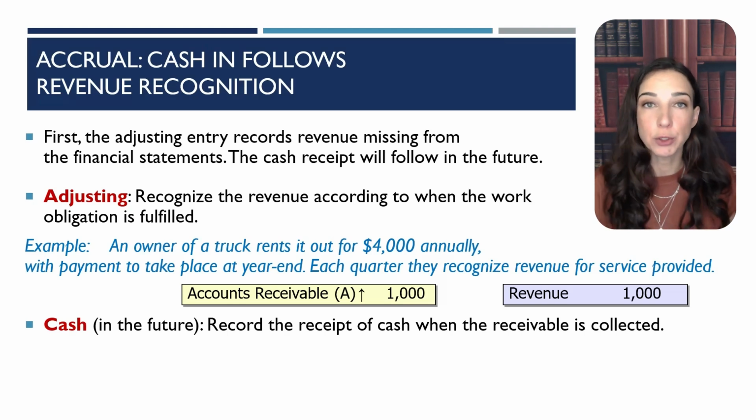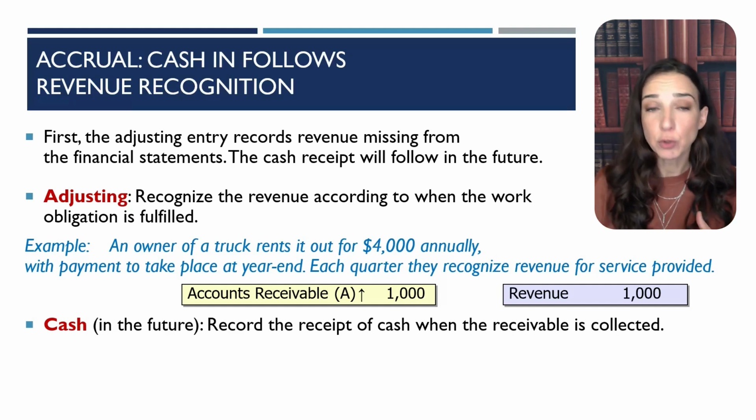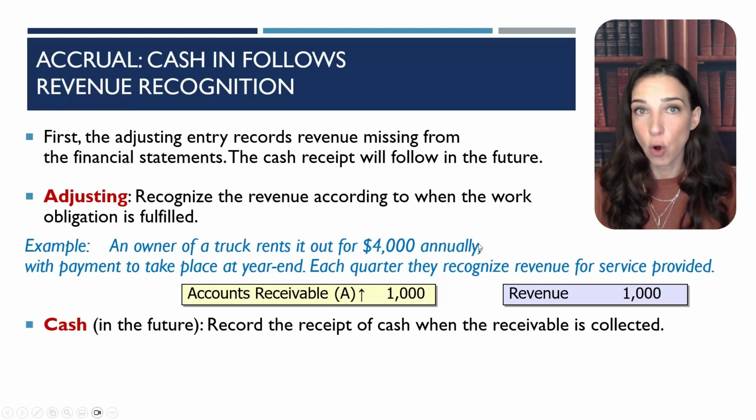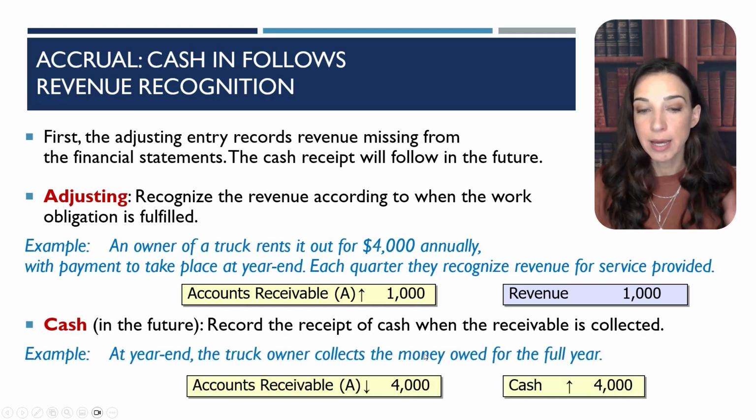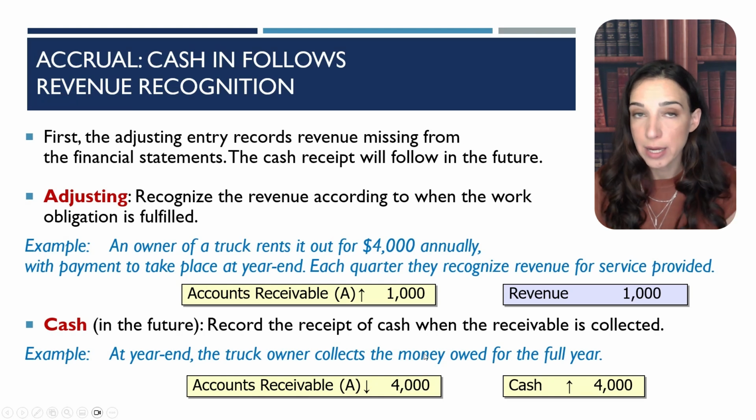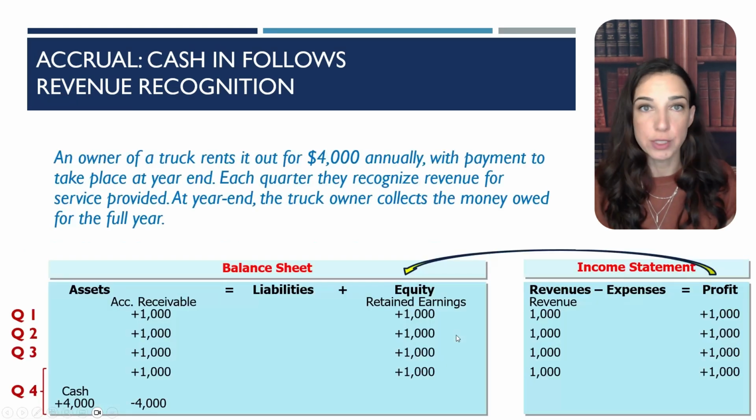We now need to make sure that we record that this passage of time drives the fact that we get to recognize revenue. In the future, at the end of the year, after all 4 quarters, the company will record the receipt of cash. So at year end, the truck owner collects the money and the accounts receivable will go away and the cash will be collected. So let's put all 4 quarters in line just to make sure that we're all on the same page.